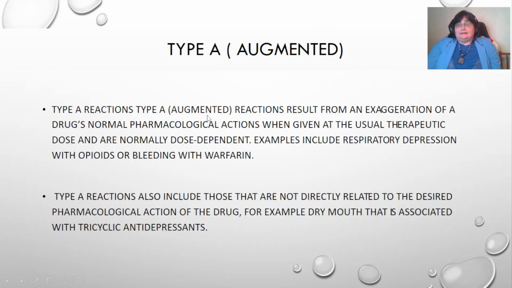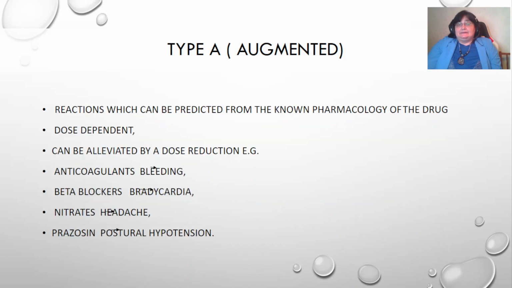Type A, augmented, is the type of reaction resulting from an exaggeration of a drug's normal pharmacological action when given in the usual therapeutic dose, and is normally dose dependent. Examples include respiratory depression with opioids or bleeding with warfarin. Type A reactions also include those that are not directly related to the desired pharmacological action of the drug, for example dry mouth associated with tricyclic antidepressants.